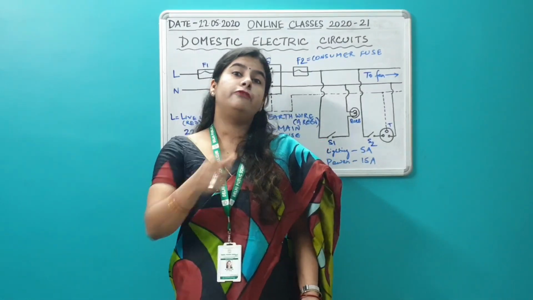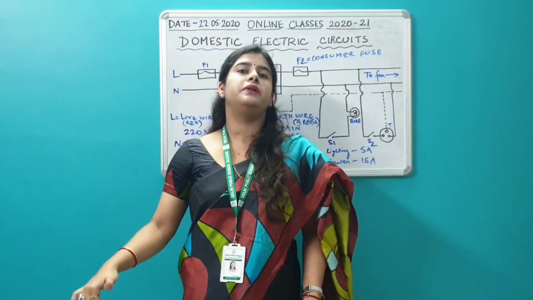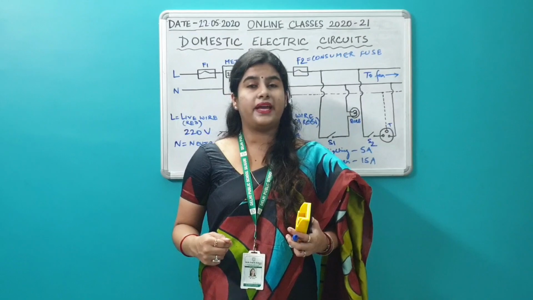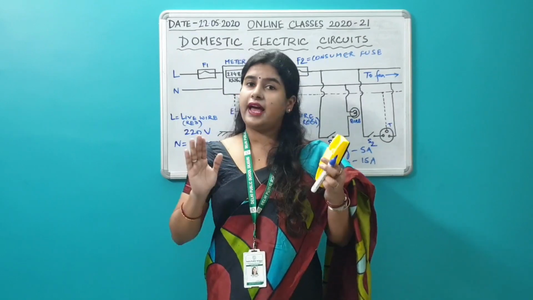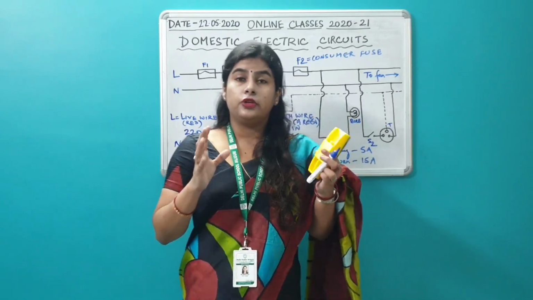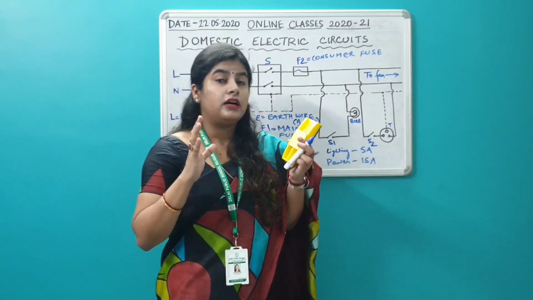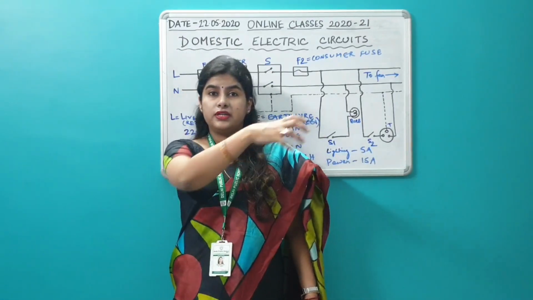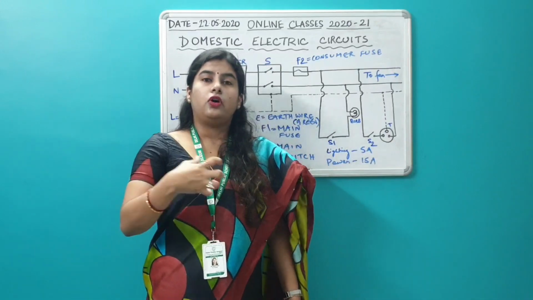The electricity will flow through the earth wire and deep inside the earth. So as a result, we will be protected from getting electric shocks. I hope you can understand the importance of having an earth wire. The earth wire is actually going to discharge all the current.